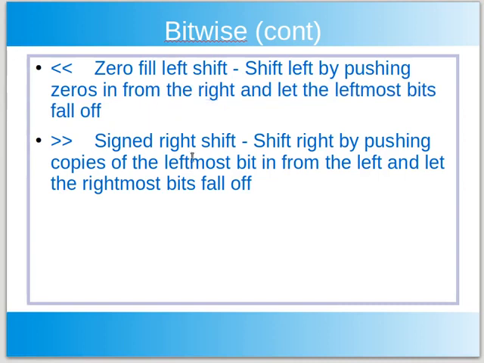So pretty simple there. Signed right shift: shift right by pushing copies of the leftmost bit in from the left and letting the rightmost bits fall off. So almost the exact same concept, except rather than pushing in zeros from the right, you're taking whatever number you started on and pushing that in from the left. Since there's a 1 on the very left, that would be your filler character. So you add 2 ones, and then you just start with whatever else you already had. You're just adding 2 ones here, and these 2 would fall off, so you would end up with that. And that would be your number right there.